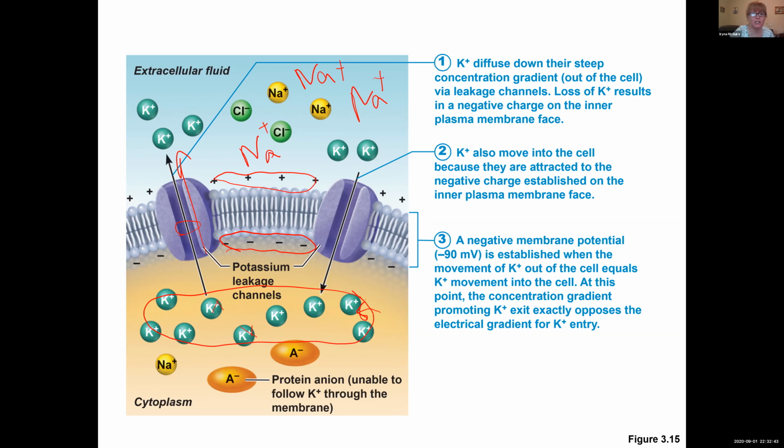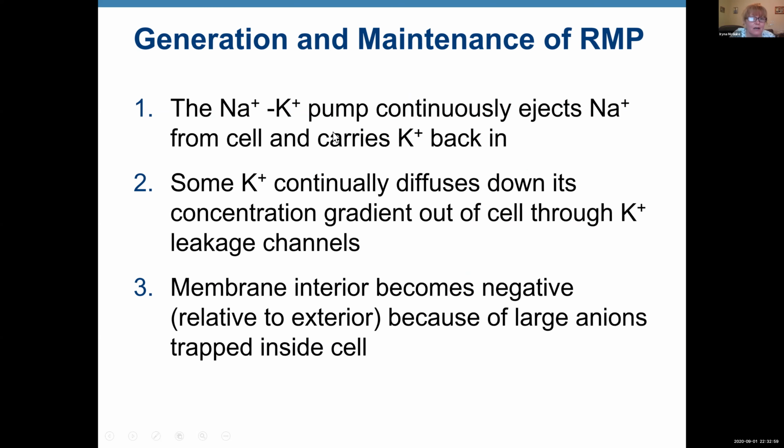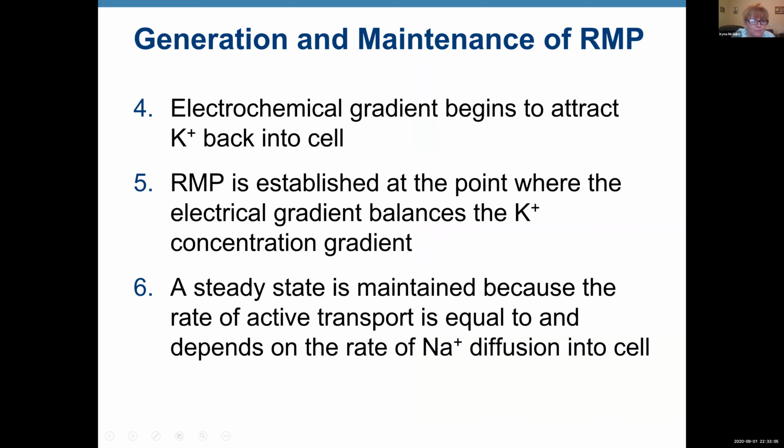And this difference can be measured. It will be about minus 50 to minus 100 millivolts. So here, for example, it's minus 90 millivolts, right? And this is called resting membrane potential. Now, everything that I told you, you can read in the next two slides.